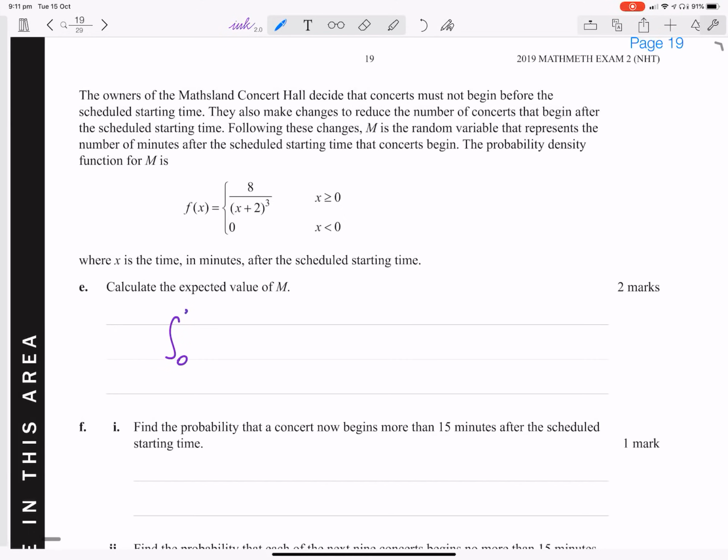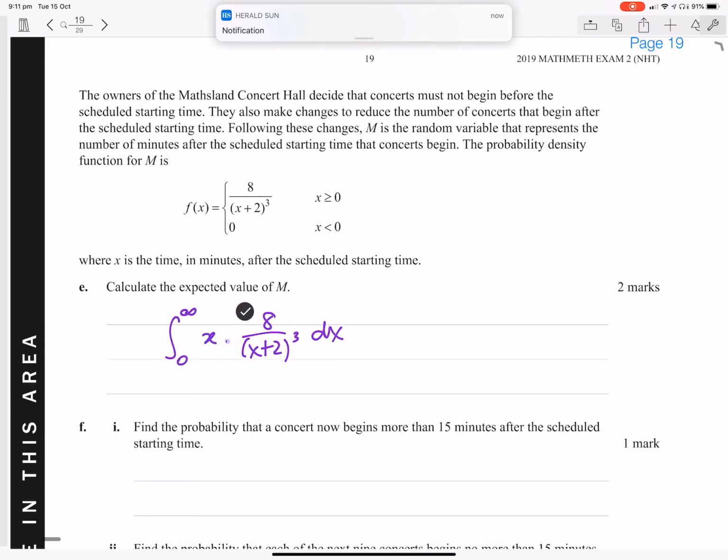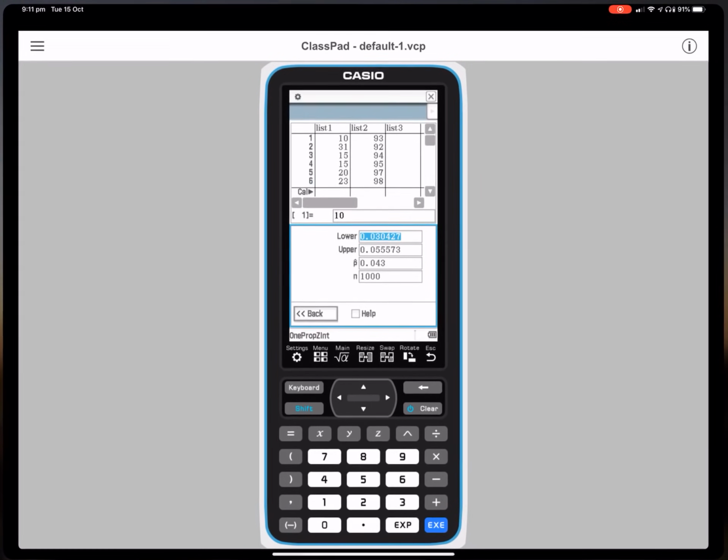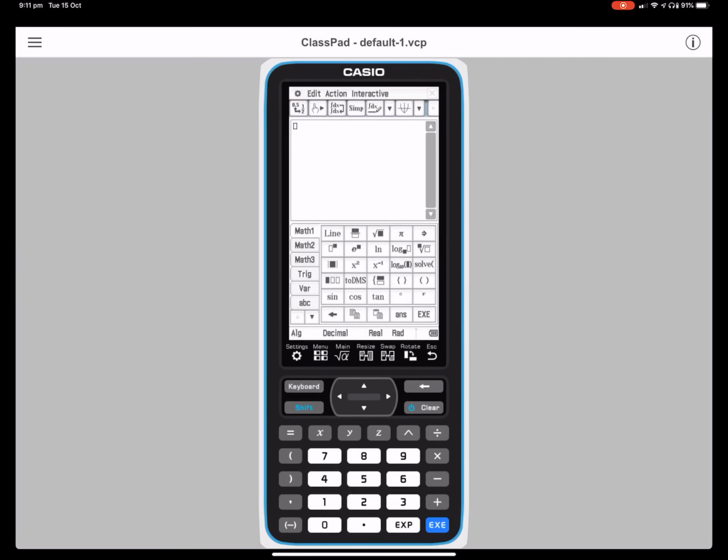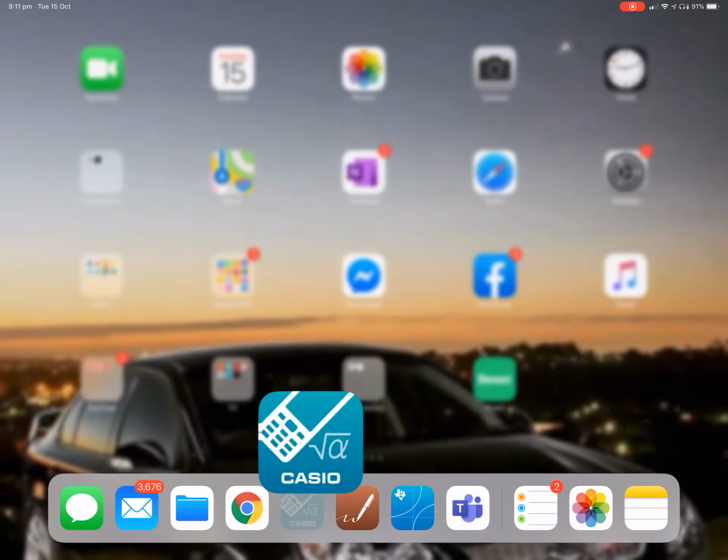So we want to go from 0 to infinity, x times 8 on (x plus 2) cubed dx. So 0 to infinity, 8x on (x plus 2) cubed dx.